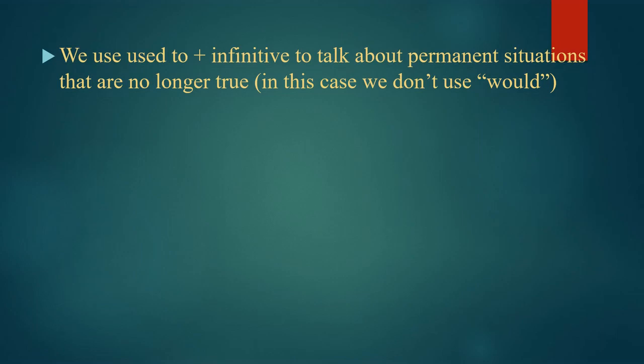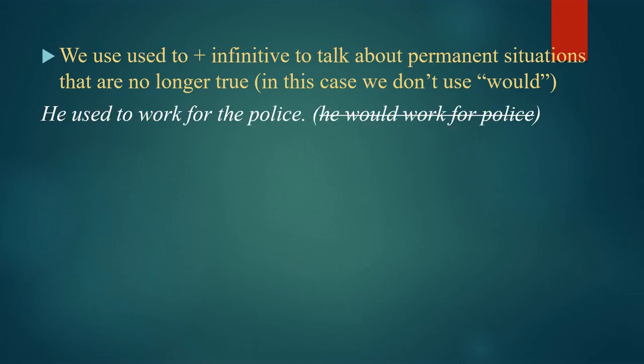So we use used to plus infinitive to talk about permanent situations that are no longer true. In this case, we don't use would. For example, he used to work for the police. It means that now he doesn't work for the police anymore. In this case, we cannot use would. We can only use used to.